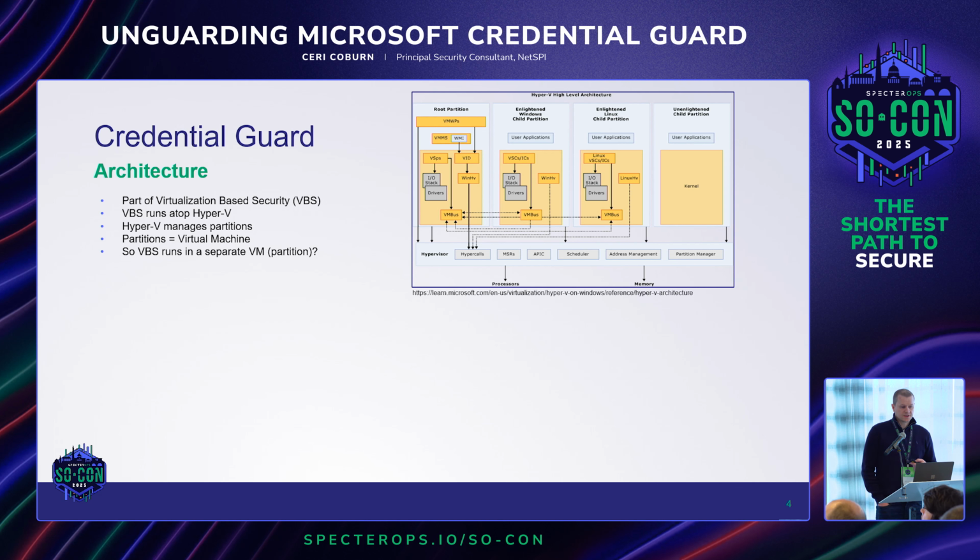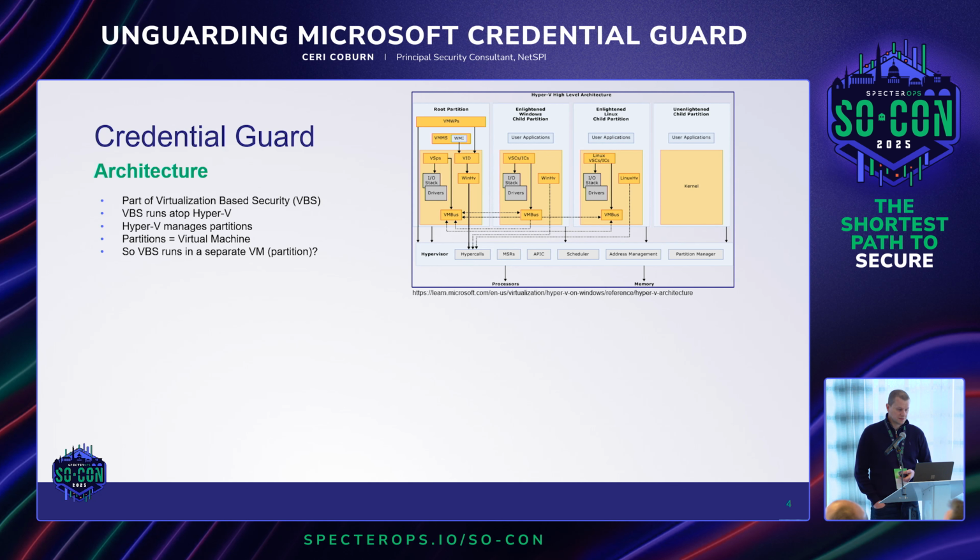Okay, so what exactly is Credential Guard? Credential Guard runs on top of virtualization-based security, which basically runs on top of Hyper-V itself. Hyper-V is split into what Microsoft call partitions. A partition is essentially a virtual machine. The root partition is your main operating system. In itself it is a virtual machine as such, because it still uses the hypervisor to do some of the work within the root partition itself. And then you have child partitions, which could be another Windows VM or a Linux VM and so forth.